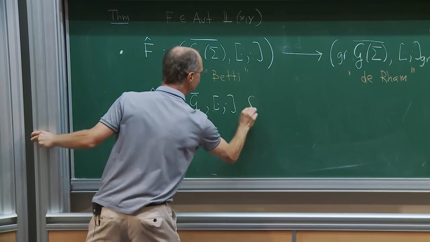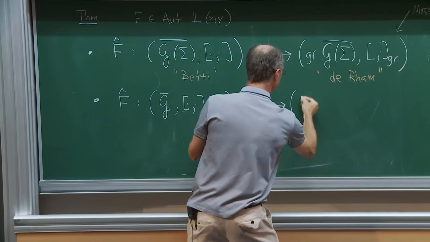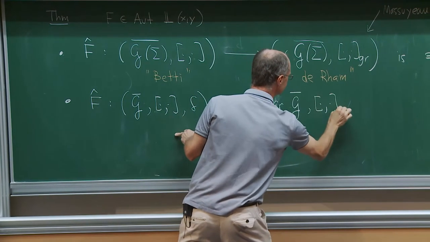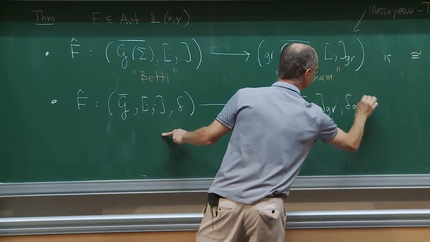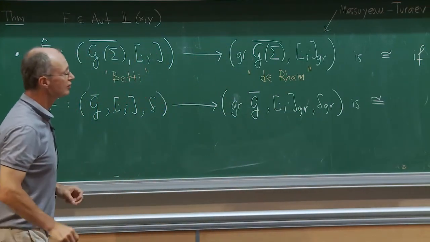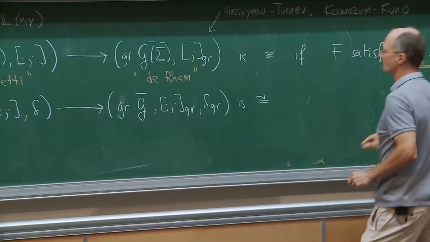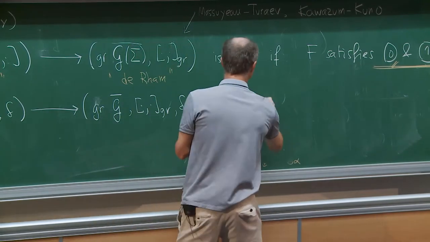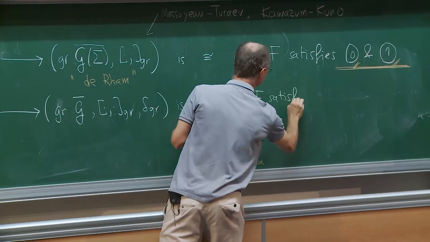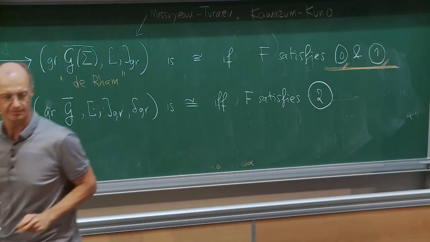So let's now look at the theory with a cobracket. Is it an isomorphism? Let's assume that 0 and 1 are satisfied. So then this is an isomorphism if and only if F satisfies 2.